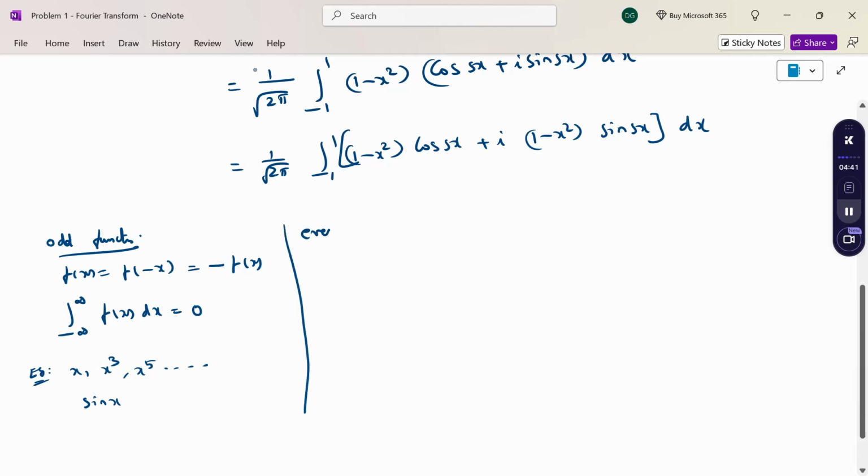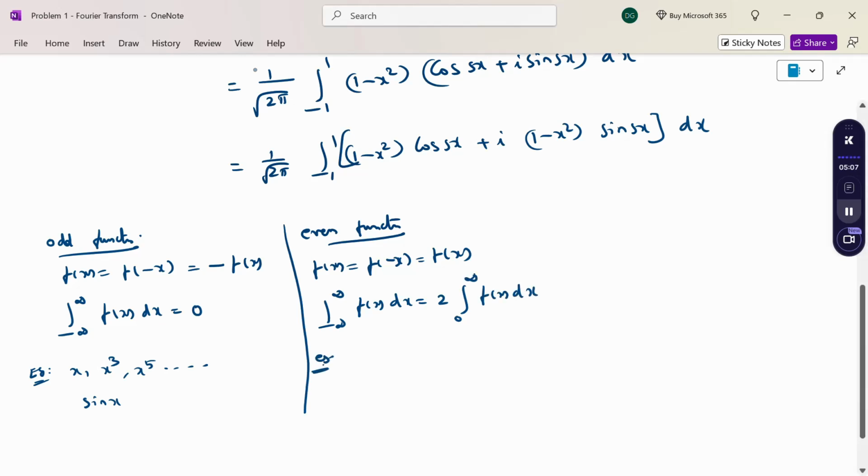And even function: when I replace x by minus x, the value is f of x, then it is an even function. So for an even function, the integral from minus infinity to plus infinity of f of x dx is equal to 2 times the integral from 0 to infinity of f of x dx. For example, x square, x power 4, x power 6 and so on, then cos x, modulus of x and so on. These are some examples of even functions.